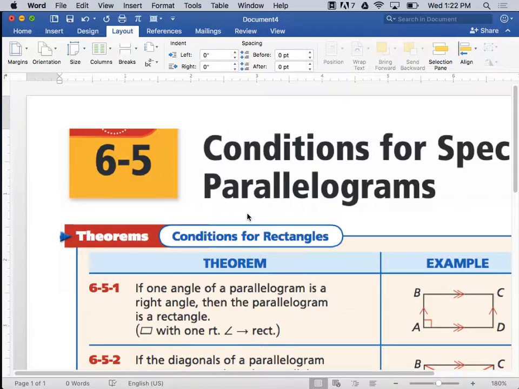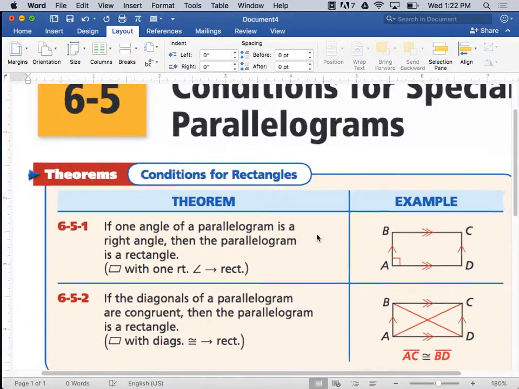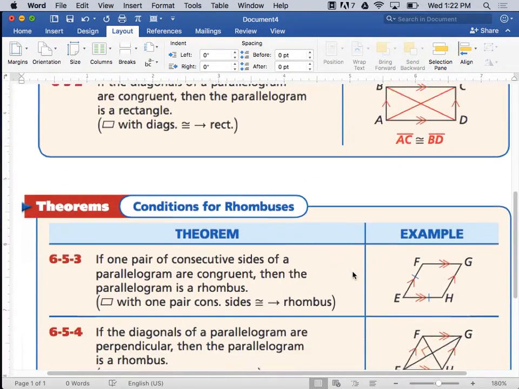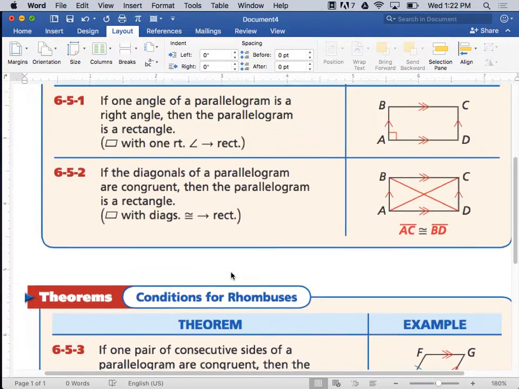We can take a look at some of these conditions. Go ahead and read over 651 yourself, the first one on the page. Notice what's on this page. On the top here we have conditions for rectangles, and right below that we have 3 conditions for rhombuses.